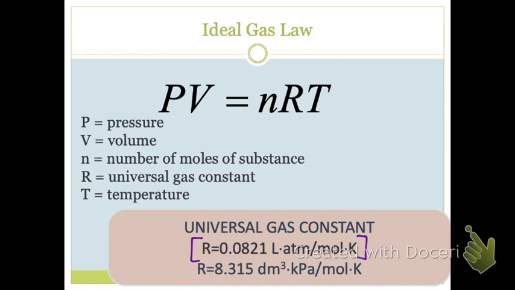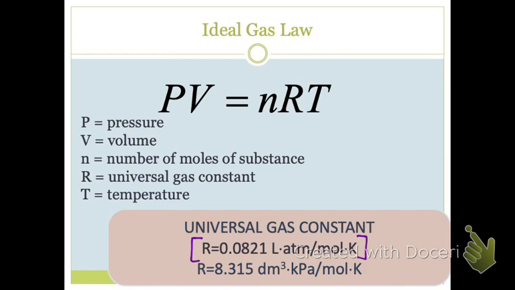0.0821. Okay, and the reason we would prefer to use that R value is because the units are what we like to use, right? The units for volume is liters. The unit for pressure is atmospheres, moles, and then the temperature unit is Kelvin.